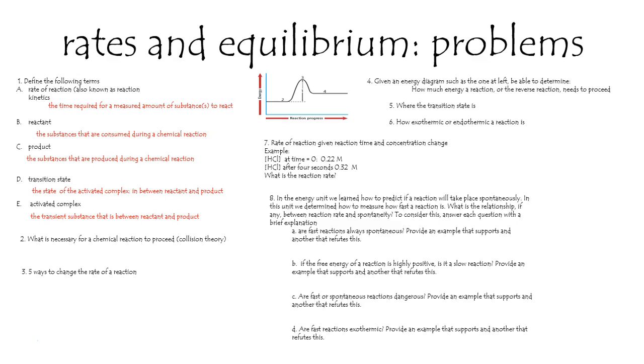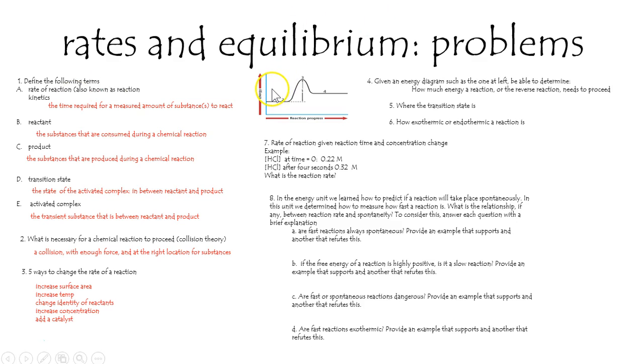What's necessary for a chemical reaction to proceed? Well, they have to collide. They have to collide with enough force and at the right location. There are many ways you can change a reaction rate. The memory device STICC, hit it with a stick, is helpful. We can change the surface area, the temperature, the identity of the reactants. We can change the concentration. If possible, we can add a catalyst.